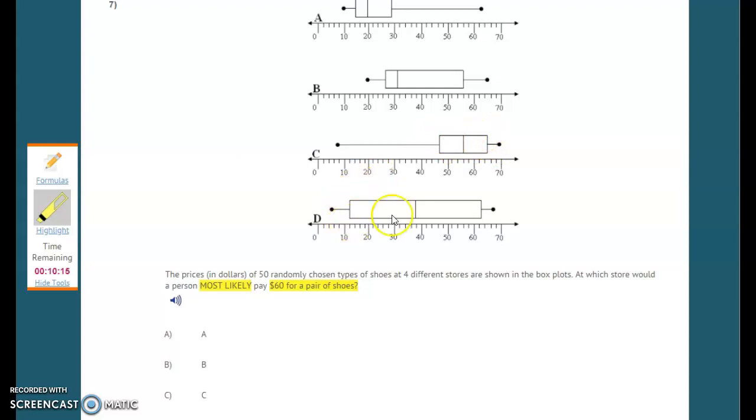So each of these boxes is what you're looking at. Which of these, A, B, C, or D, do you see that the data is most condensed or most focused on $60? So the number line is your dollars, right? Which one of these do you see that the data is mostly condensed on or closest to $60? That's what you're looking at. All right.